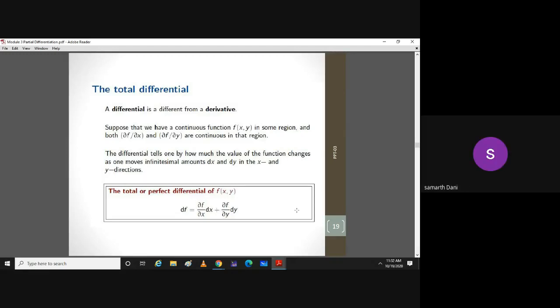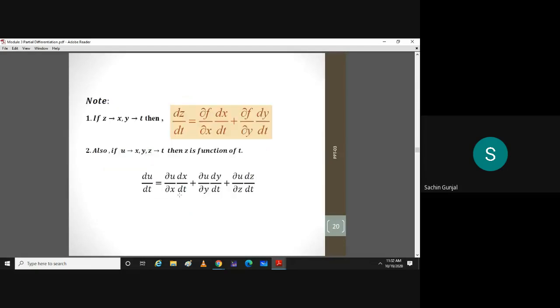Now, this is very much useful while calculating errors and approximating some problems, because this gives you error. Actual error or percentage error can be calculated using the concept of this total differential. We are going to see that in the fourth module, but this is important.